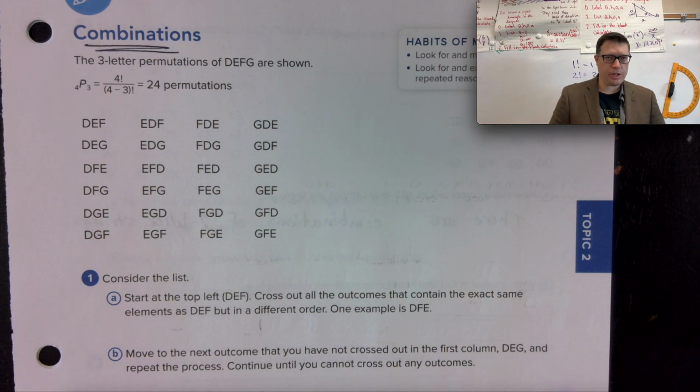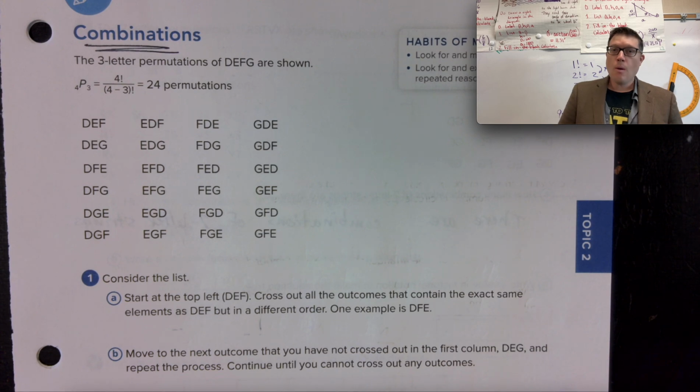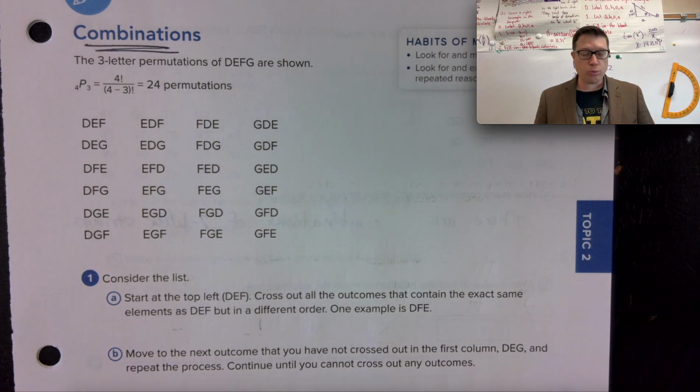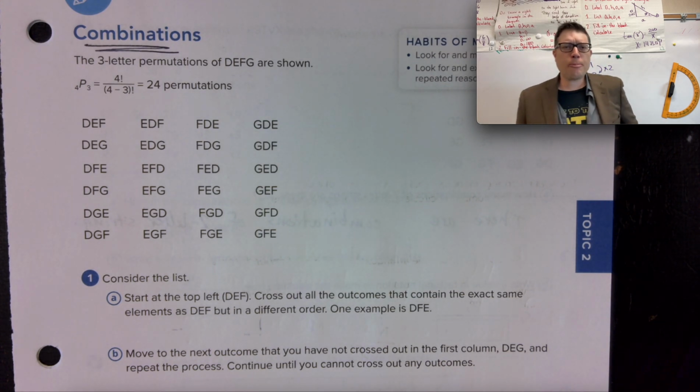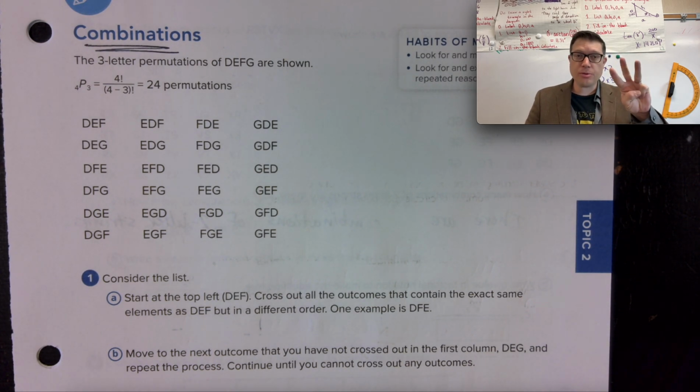This is combinations. Combinations are an extension of what we talked about with permutations. Permutations is the way that you can arrange the letters or the elements of a list. Let's talk about the three-letter permutations of D, E, F, G. Like 4 letters arranged into groups of 3. Permuted into groups of 3.